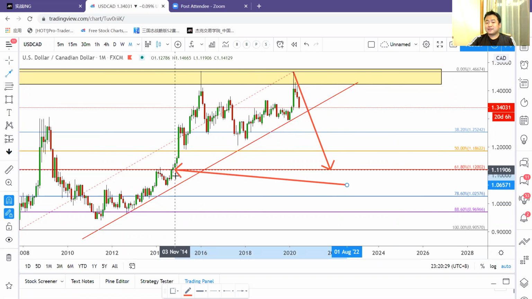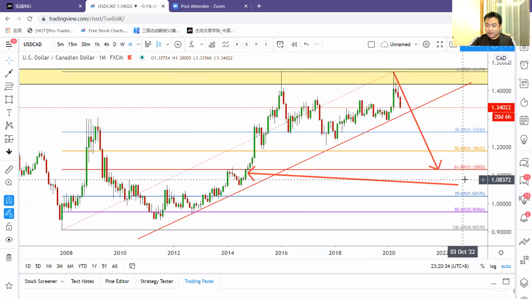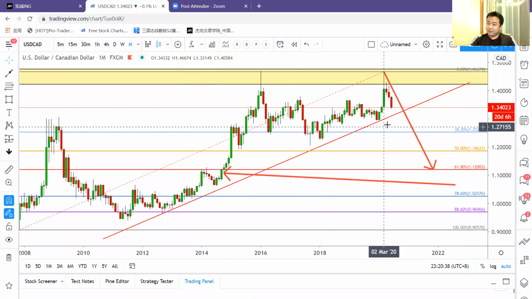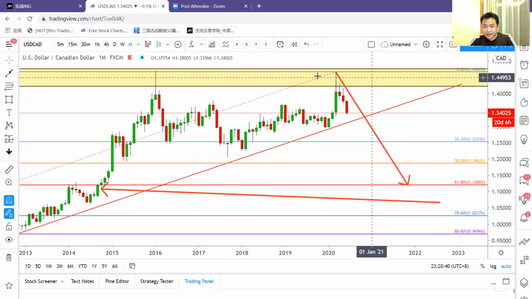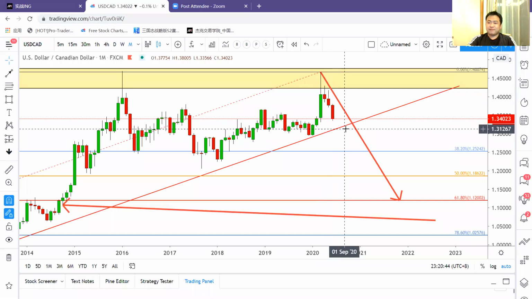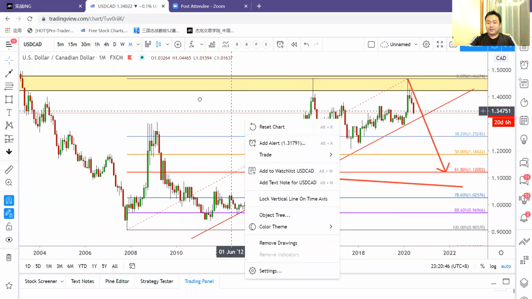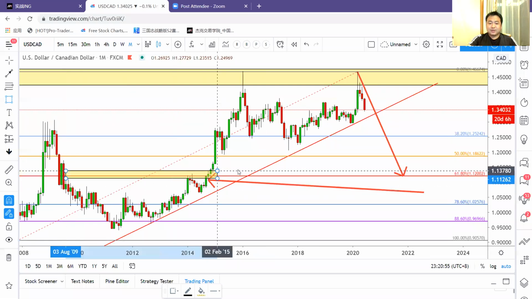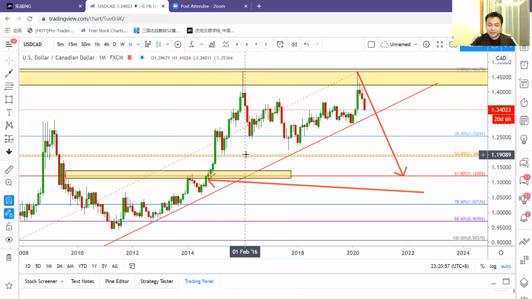Where is this place? Do you have any idea? Where is 1.12? How do you describe this level? Anyone? And don't forget, now it's monthly inside bar breakdown. That's very, very powerful, right? So 1.12, even handle, okay? This level will go left. Wow, that's a long-term neckline, correct?